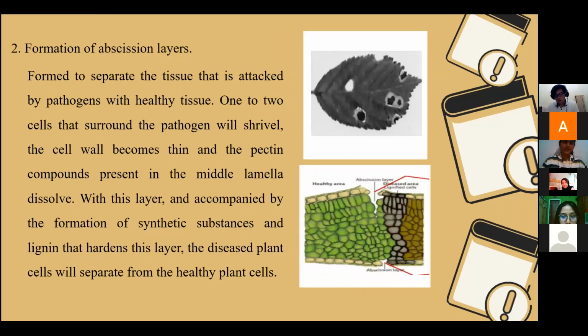The second one, formation of abscission layer, formed to separate this tissue that is attacked by pathogen from healthy tissue. One to two cells that surround the pathogen will shrivel. The cell wall becomes thin and the pectin compound present in the middle lamella dissolves. With this layer, accompanied by the formation of synthetic substance and lignin that hardens this layer, the diseased plant cell will separate from the healthy plant cell.